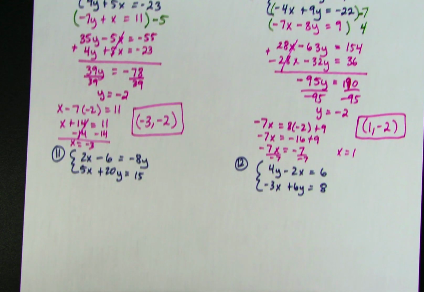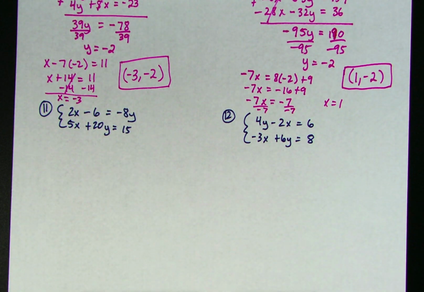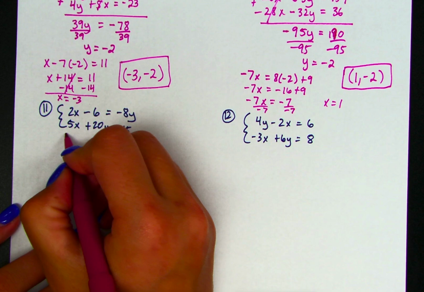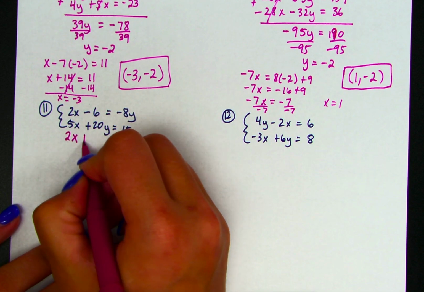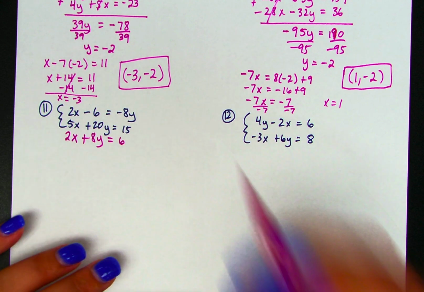All right, so if we keep going, so again, on 11, formatting doesn't match. So the first thing I'm going to do is add the 6 over and then add the 8y over. So I'm looking at 2x plus 8y equals 6.